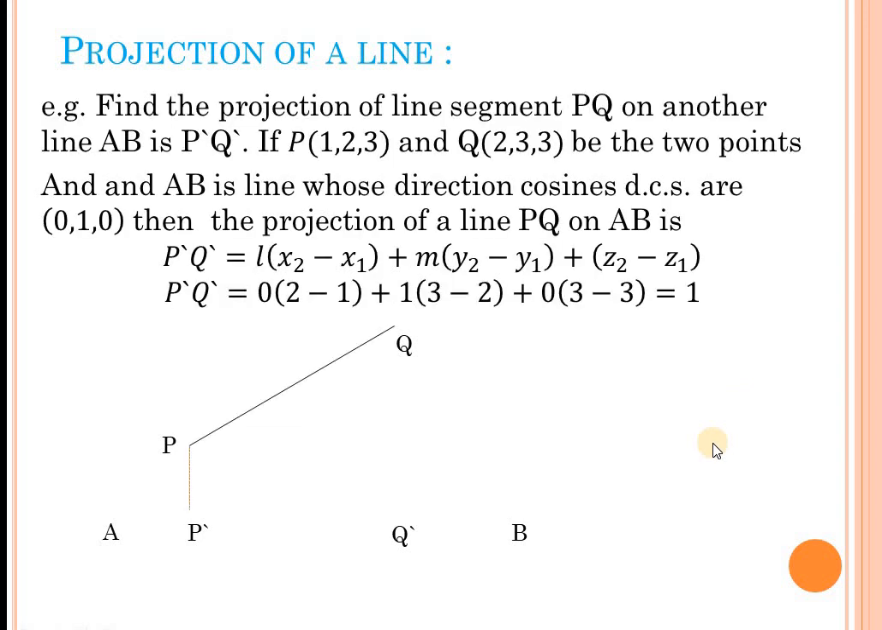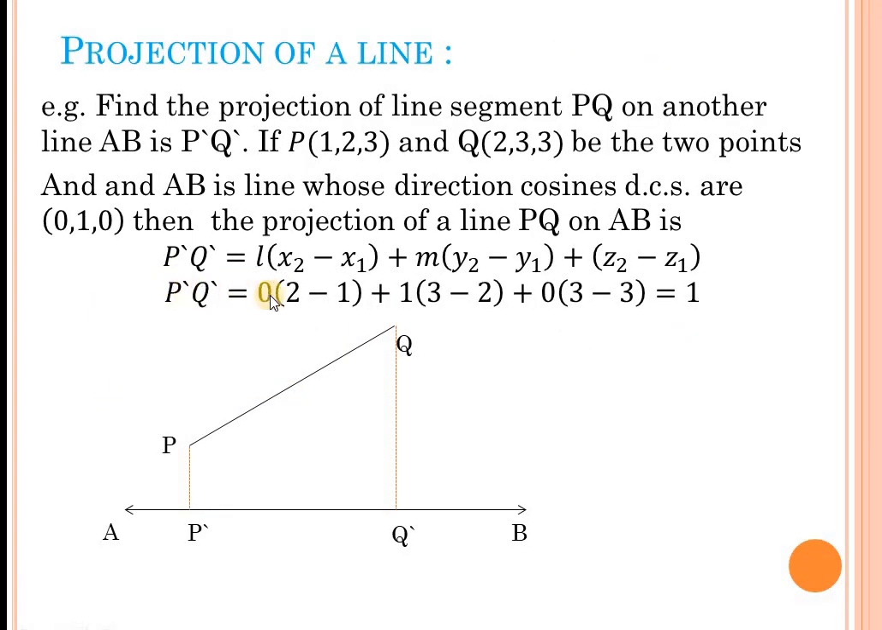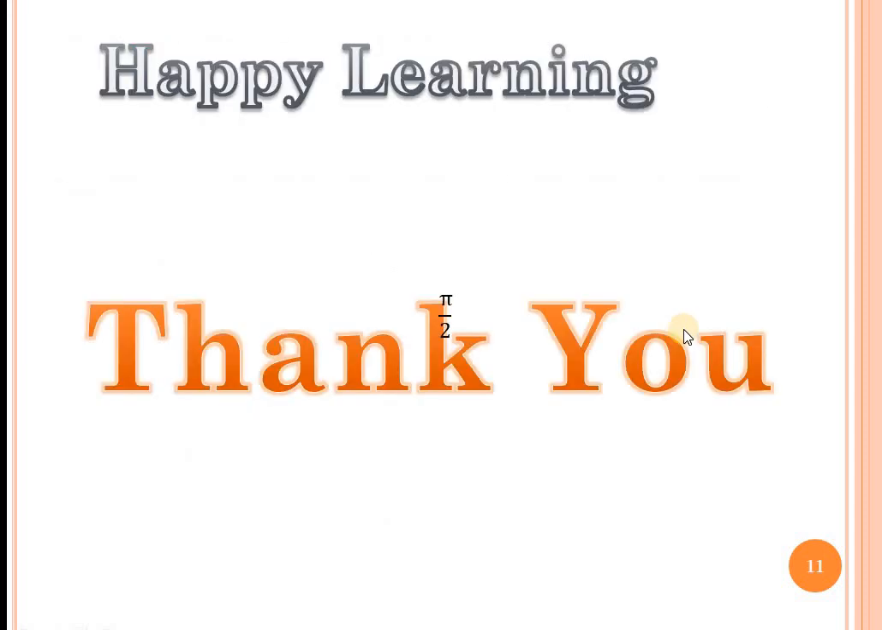So see example. Here point P is (1, 2, 3), point Q is (2, 3, 3), and the direction cosines of the line are 0, 1, 0. Then the projection of line PQ on the line AB, P dash Q dash, is l times (x2 minus x1) plus m times (y2 minus y1) plus n times (z2 minus z1). So here P dash Q dash is 0 into (2 minus 1) plus 1 into (3 minus 2) plus 0 into (3 minus 3). This is 0, and here it is 3 minus 2, it is 1. So thank you. Happy learning.